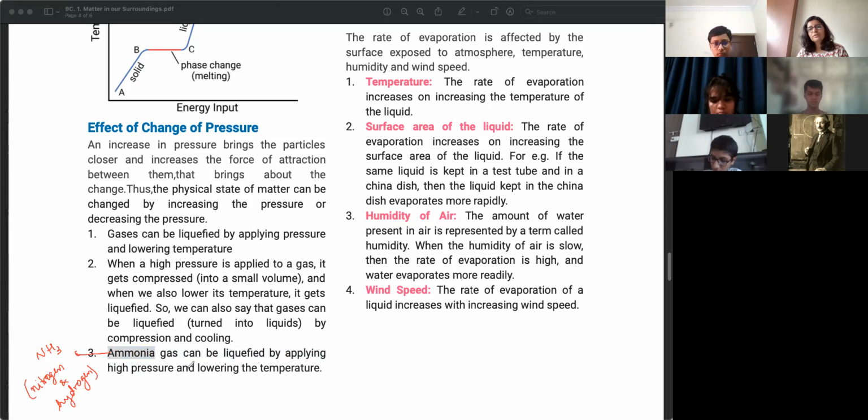So ammonia is also another example. At room temperature ammonia is a gas. It's used in fertilizer factories, so ammonia is required for the manufacture of fertilizers. So how do they store and transport ammonia? They liquefy it by applying high pressure and lowering the temperature, and then the liquid can be transported using pipes.